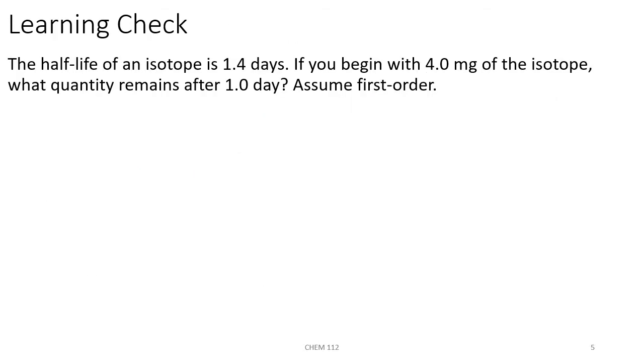Let's try an example calculation with first order half-life. The half-life of an isotope is 1.4 days. If you begin with 4 milligrams of the isotope, what quantity remains after 1 day? Assume first order. In this case, we're given the half-life, or T1/2. We're told it's 1.4 days. We also know our initial concentration was 4 milligrams, so that's our A sub 0. And what quantity will remain after 1 day? 1 day would represent our time that has lapsed. We're trying to figure out A sub t here, how much will remain.